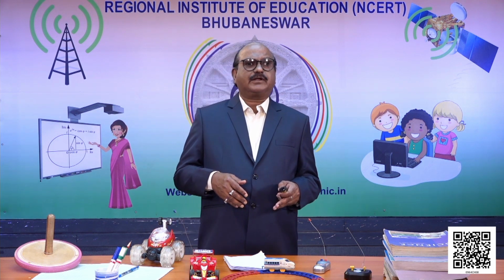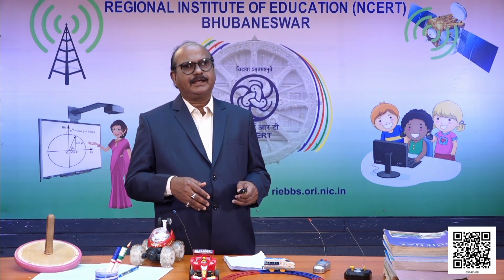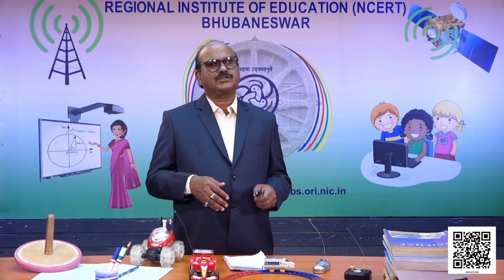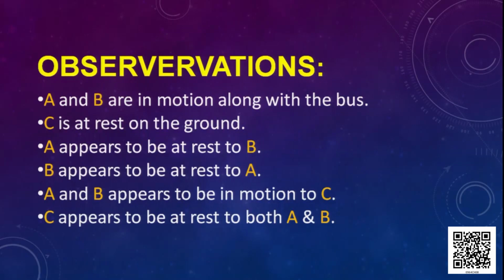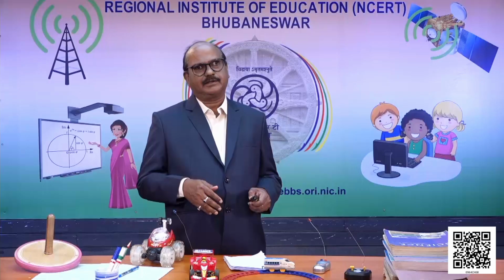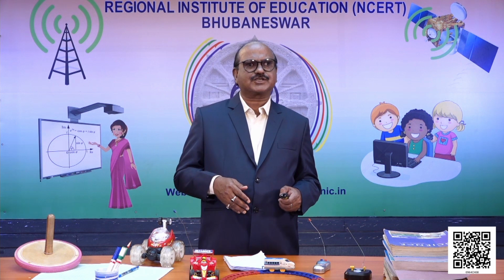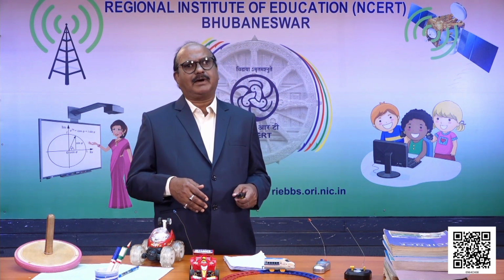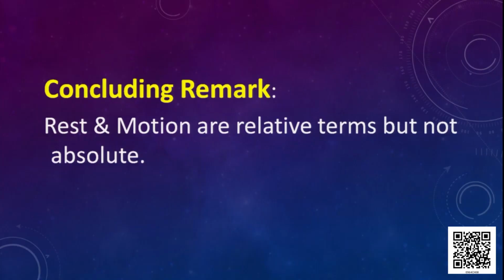Now what will be the next observations? A and B appear to be in motion to C because C is on the ground, C is in the state of rest, A and B are in motion in the bus. That's why A and B appear to be in motion to C. Then finally C is on the ground, therefore C appears to be at rest to both A and B. So these are the observations from this example. Now what would be the concluding remark? Rest and motion are related terms but not absolute.